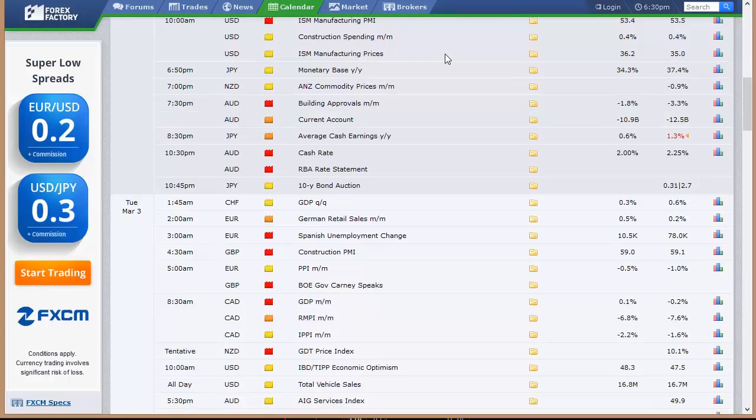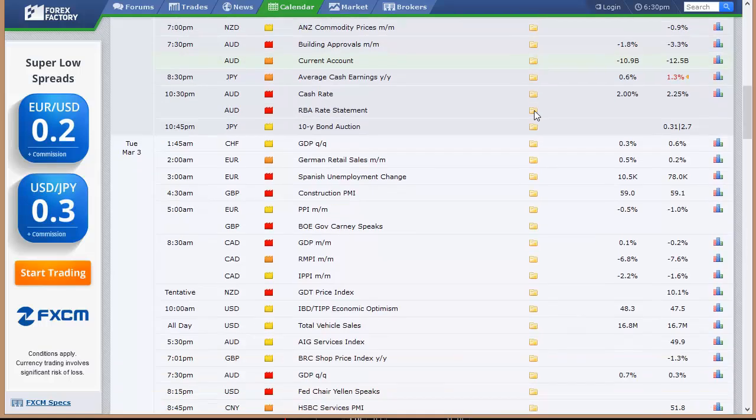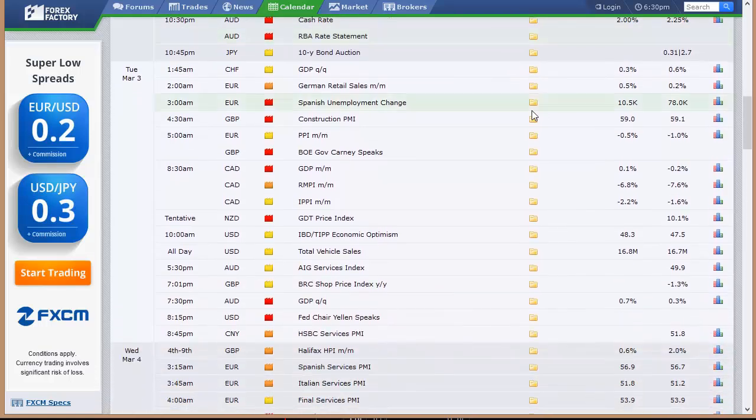Australia's building approvals and current account. Japan's 10-year bond auction and average cash earnings. We've got a rate announcement out of the Bank of Australia. It takes us into Tuesday.